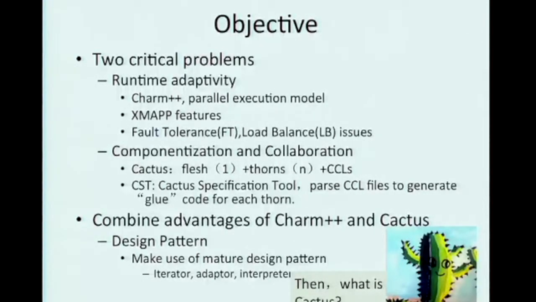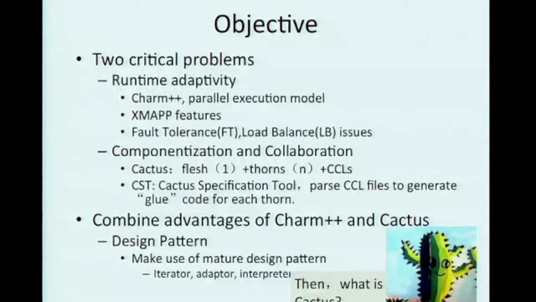The other point is componentization and collaboration. Fortunately, Cactus, an open source code, can support both of them. There is one flesh and several thorns in Cactus, and some CCL files, and the CST of Cactus can parse the CCL files to generate some glue code, and this code can make the thorns and flesh stick together and compose into the final executable code. So we are talking about combining the advantages of Charm++ and Cactus.